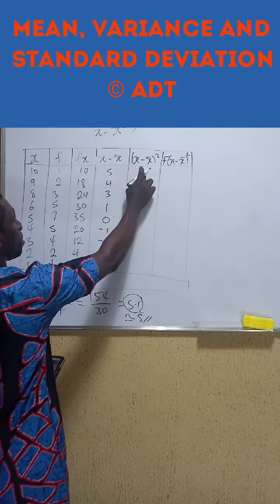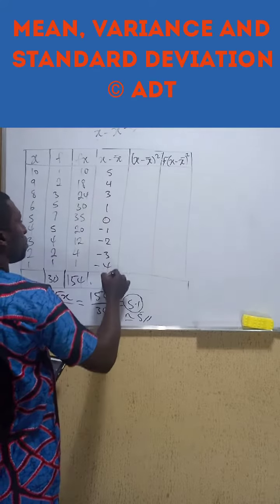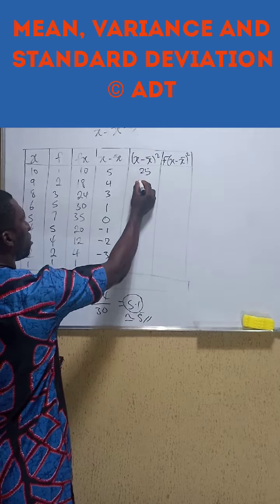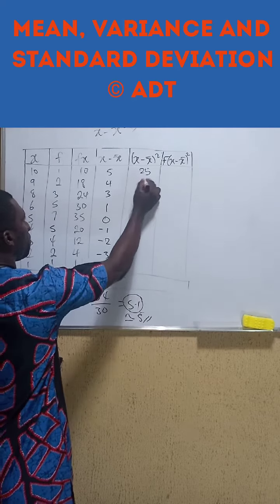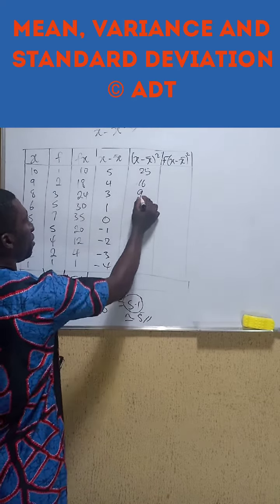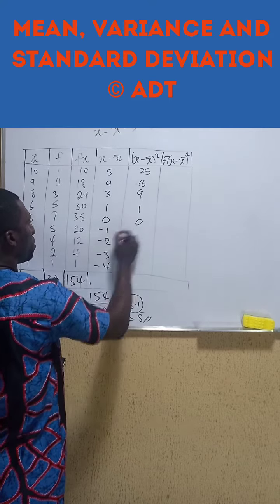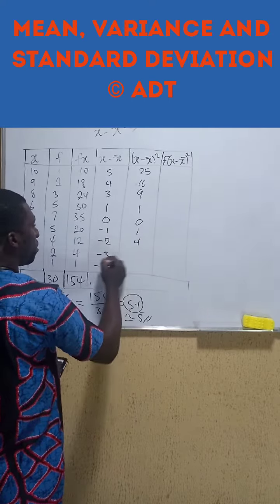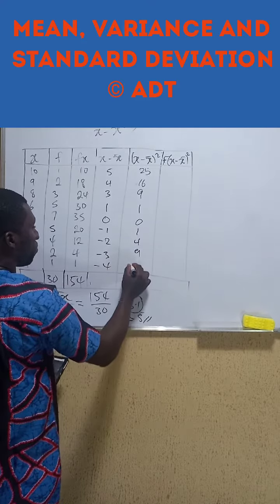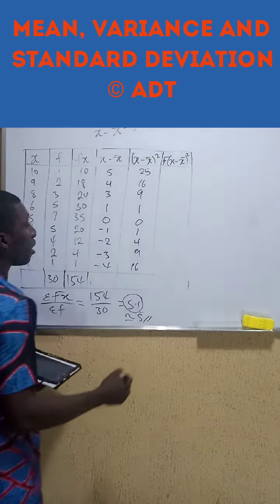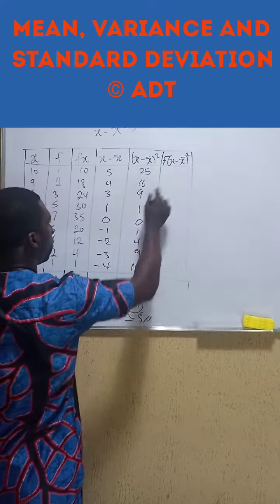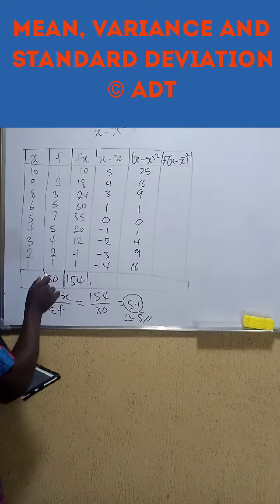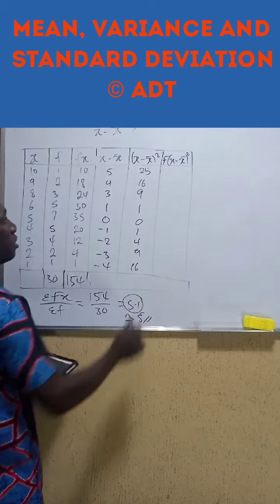Then in this column, we're going to be squaring all these numbers. And 5 squared is 25, 4 squared is 16, 3 squared is 9, 1 squared is 1, 0 squared is 0, minus 1 squared is 1, minus 2 squared is 4, minus 3 squared is 9, minus 4 squared is 16. And in this column, we're going to be multiplying these numbers using the frequencies. That's what we're going to do in this column.